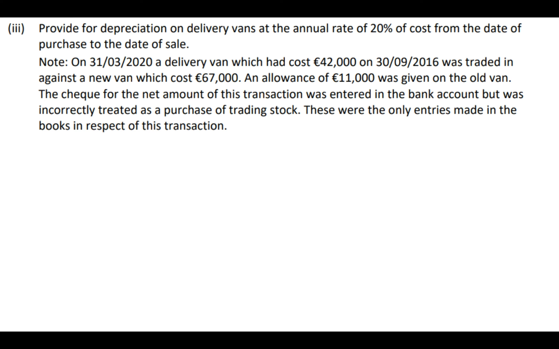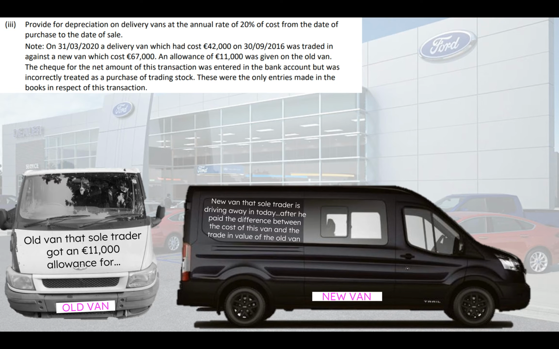Okay, so basically word for word for about 10 other years that this has come up like this. So first of all, you just imagine in your head the van on the left here. The sole trader is driving in an old van, and Ford or whoever they're going to is giving them an allowance of 11,000 for that old van. The sole trader wants to drive away in this new van today, so the sole trader has to pay the difference between the 11,000 and the cost of this new van. Now this new van up here, you see it's 67,000. So we have a few things to do.